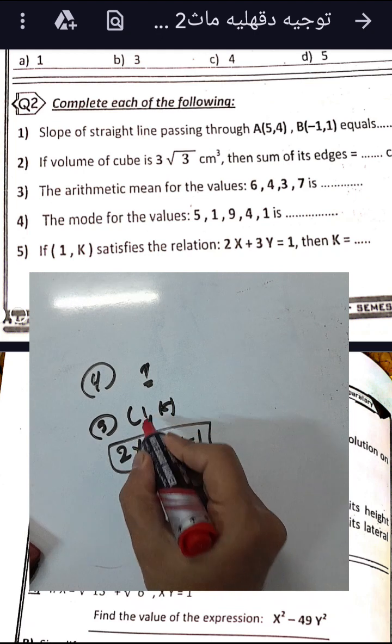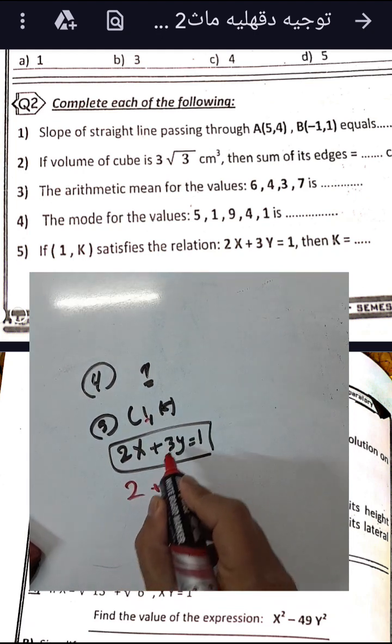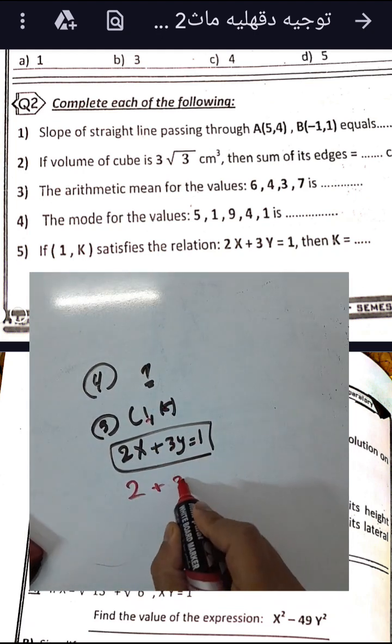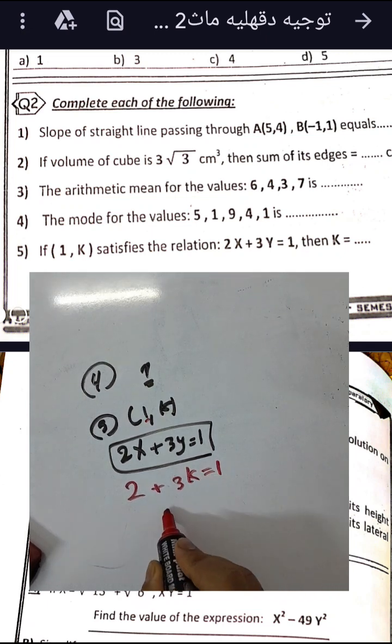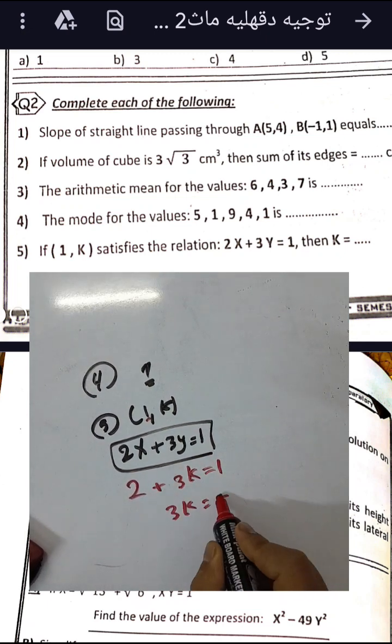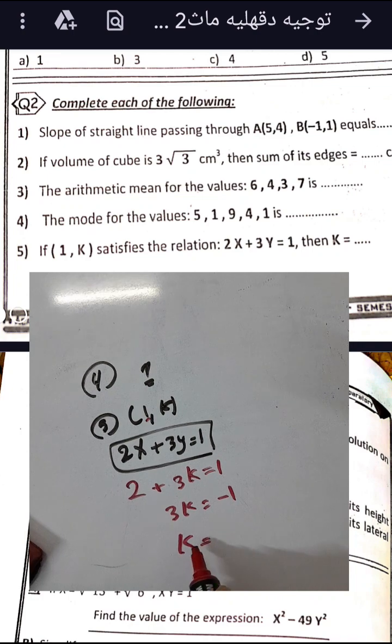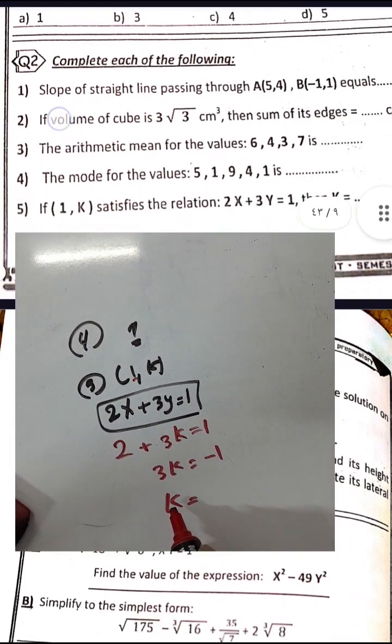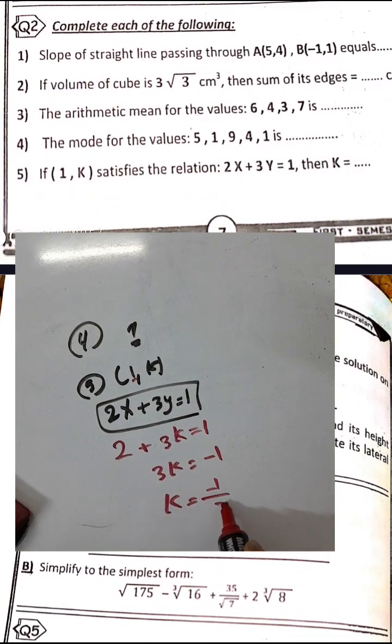1 times 2 will be 2. 3 times y, where y = k, gives the result 3k = 1. Then 3k = 1 minus 2, which will be negative 1. Then the value of k here will be what? Negative 1 over 3.